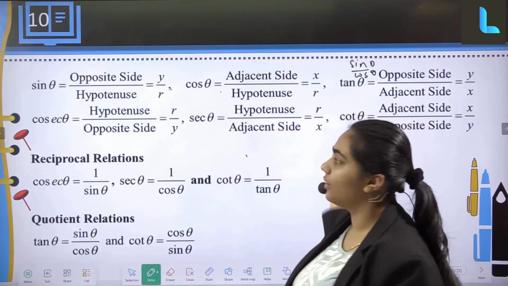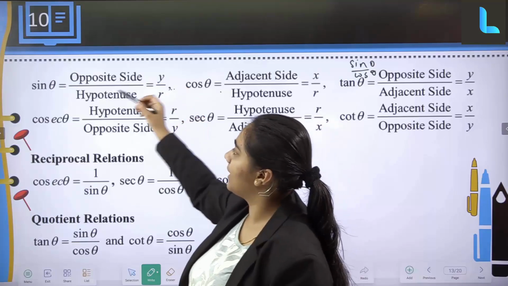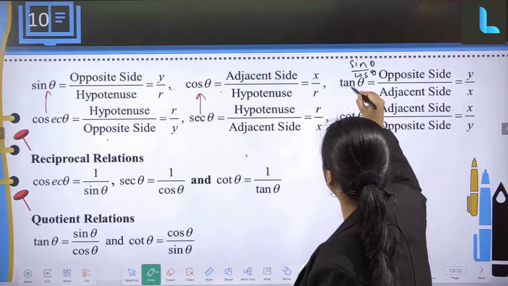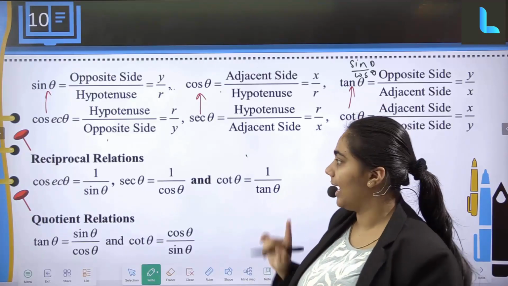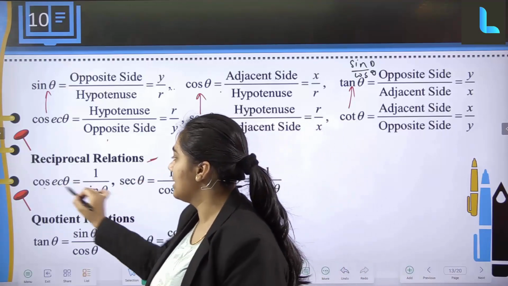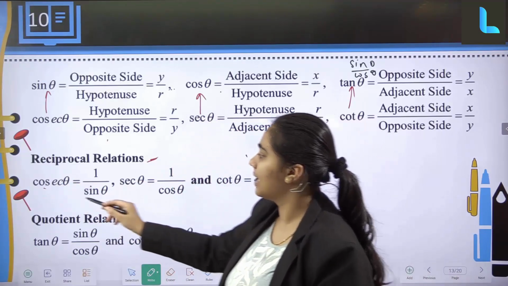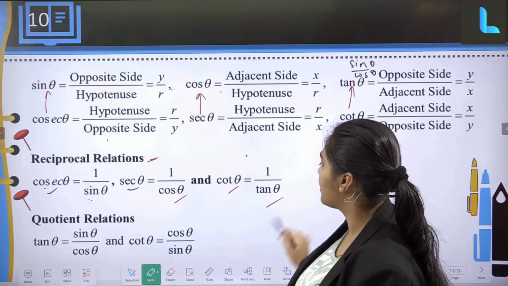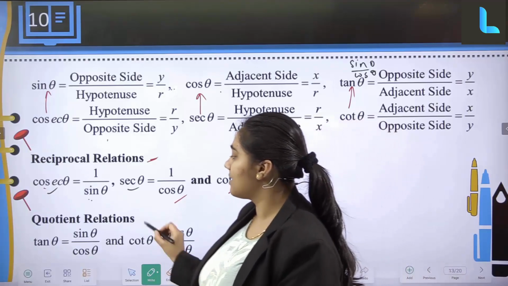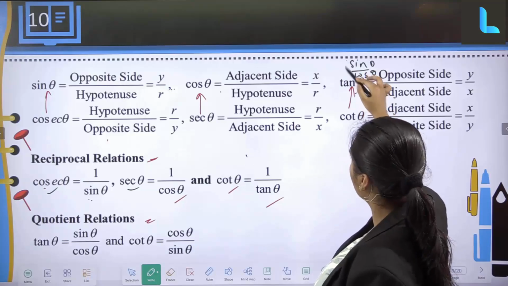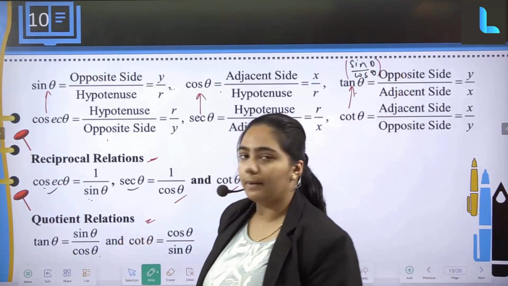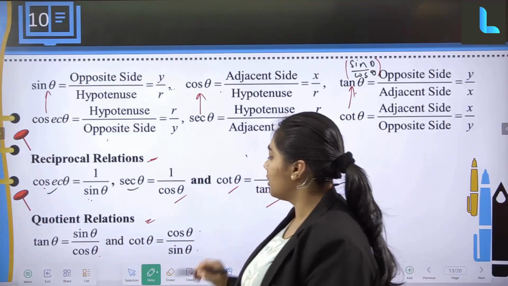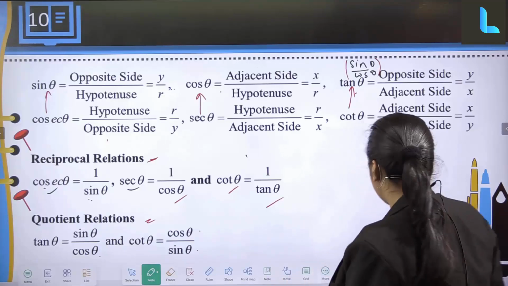So once you consider these two, it is very simple for you. Cosecant is going to be the reciprocal of sine, secant is going to be the reciprocal of cos theta, and cot theta is going to be the reciprocal of tan theta. The same reciprocal relations they have given you over here. Once you get this, the quotient relations, as I said, for tan you can write sine theta divided by cos theta. The same way cot is nothing but the reciprocal, so it is going to be cos theta divided by sine theta.